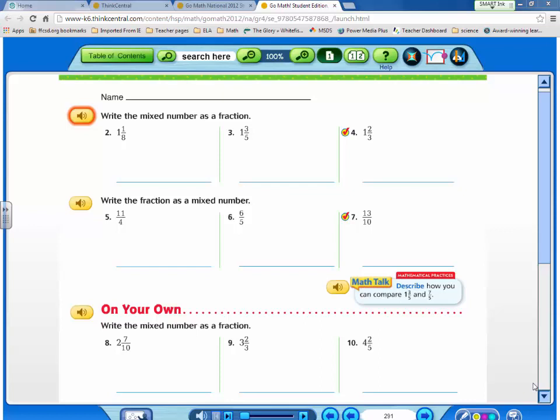Today we are working with mixed numbers and improper fractions. A mixed number is a number that has a whole number and a fraction, and we're going to change those to just fractions.